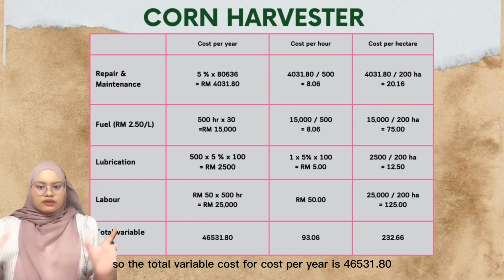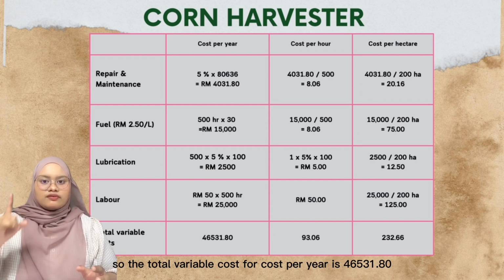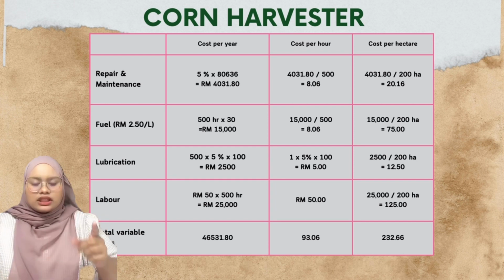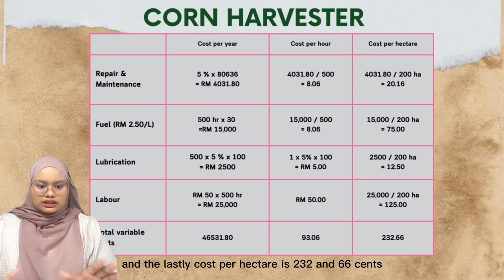So the total variable cost for cost per year is RM46,531.80. For the cost per hour is RM93.06, and lastly cost per hectare is RM232.60.